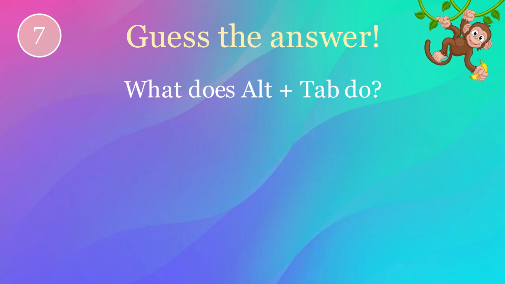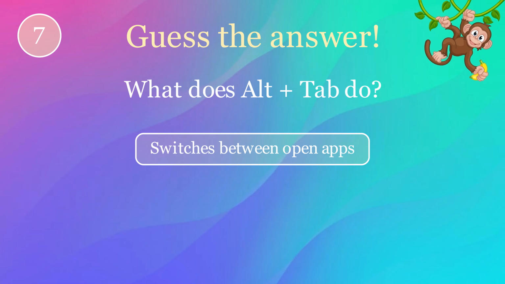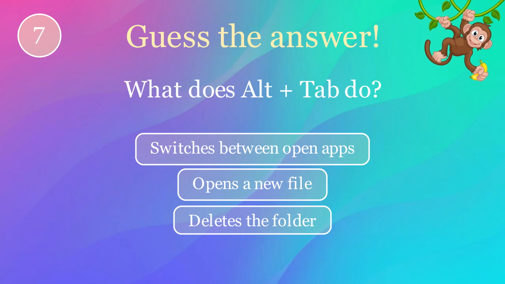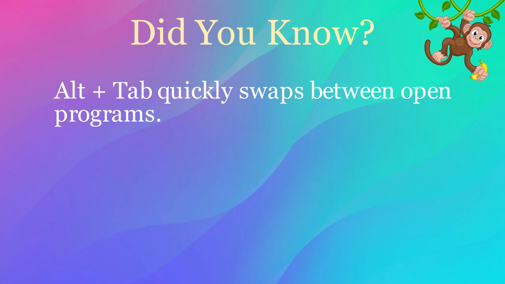What does Alt+Tab do? Switches between open apps. Opens a new file. Deletes the folder. The correct answer is, switches between open apps. Here's an interesting fact, Alt+Tab quickly swaps between open programs.